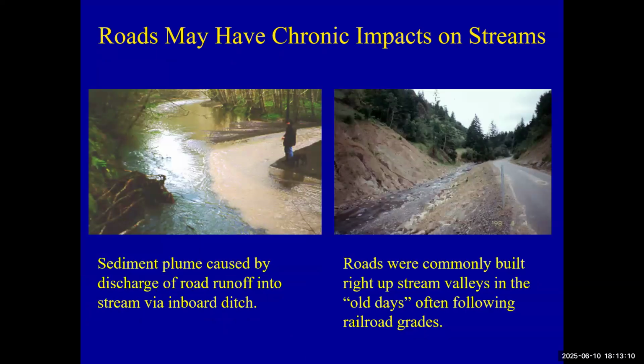There might be chronic impacts on streams. What you're seeing on the left here is a sediment plume caused by the discharge of road sediment into a stream via the inboard ditch. The ditch is basically a conveyor belt for sediment and it's just delivering it directly into the stream. And so you see this sediment plume coming down the stream. Roads are commonly built right up stream valleys, in the old days often following railroad grades. And because of that, there's often chronic sediment inputs into streams. Next slide.